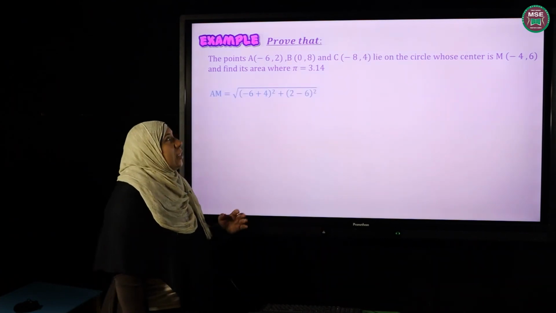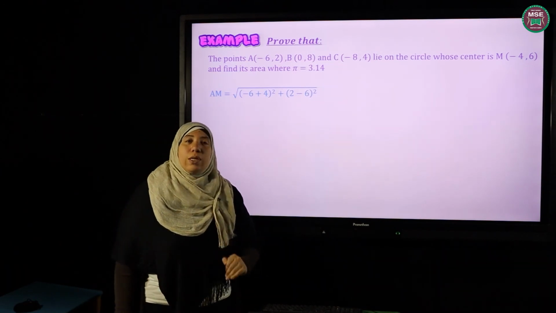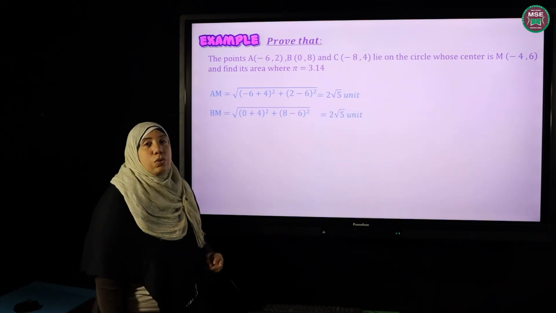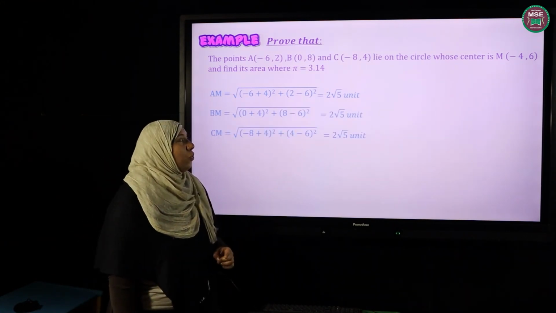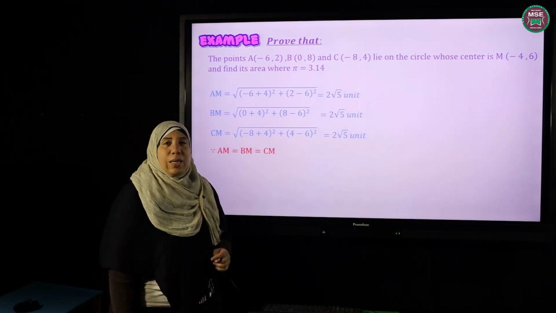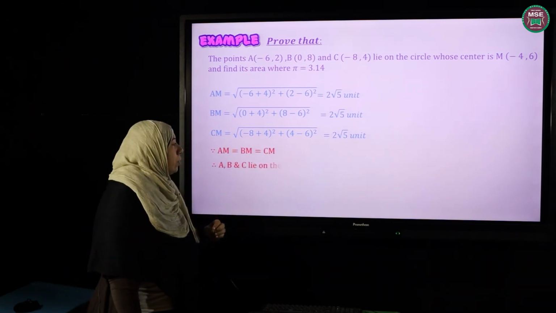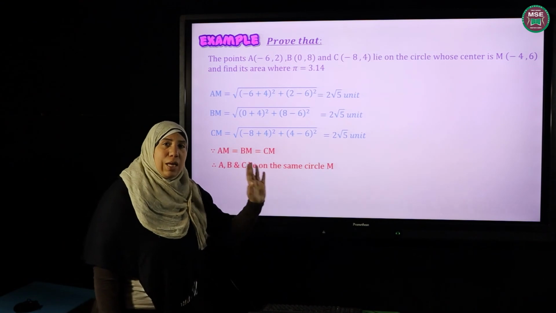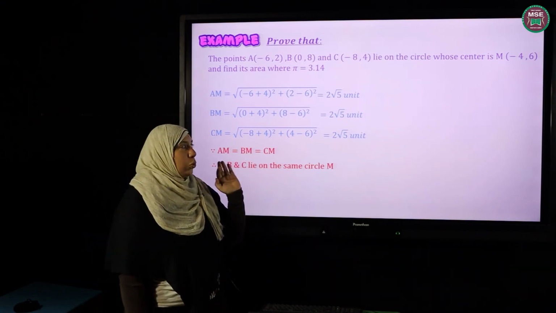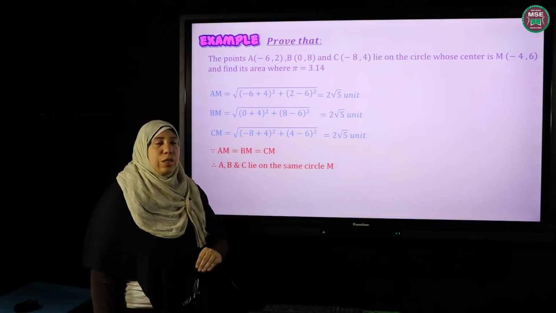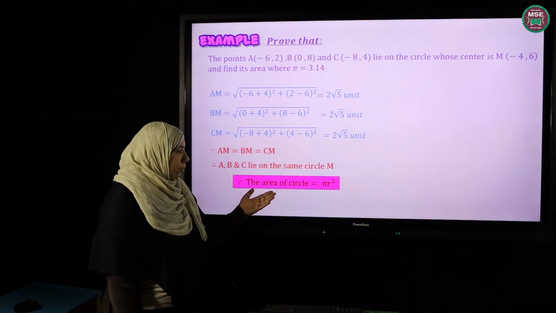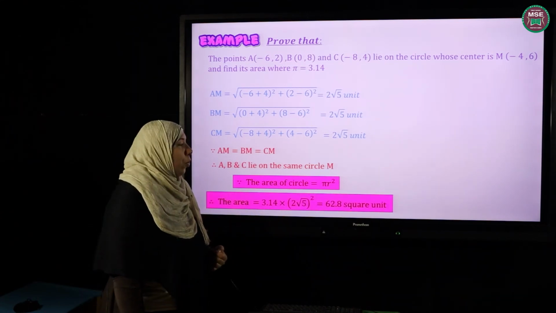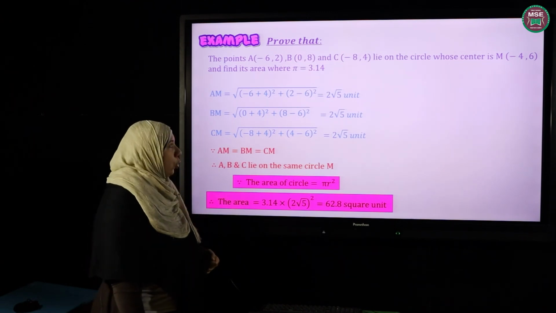Now, we agree that to prove that A, B, and C belong to circle M, I have to find AM equal to root 5, BM equal to root 5, and CM equal to root 5. So, since AM equals BM equals CM, therefore ABC lie on the same circle M. Here I use each point with M, the center of the circle. The area is pi r power 2, pi here is 3.14, times (2 root 5) all power 2, equals 62.8 square units.